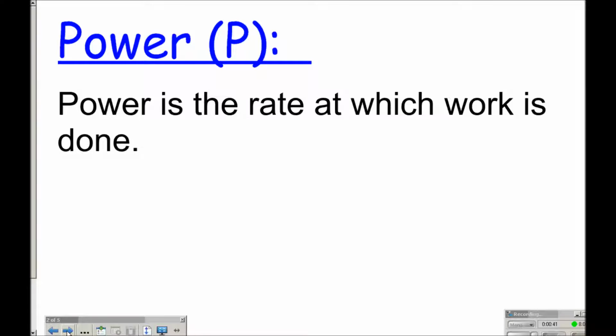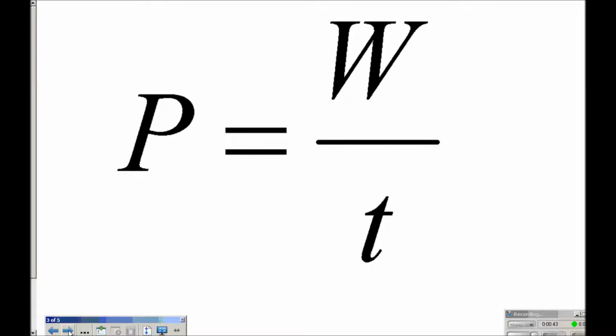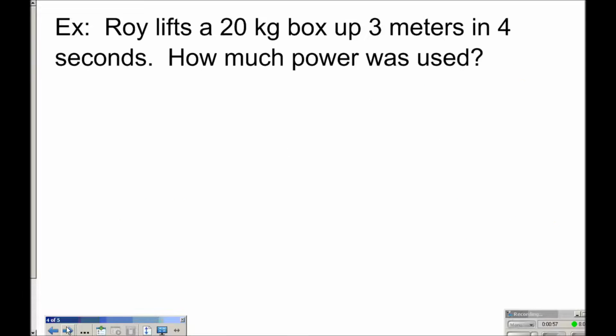So to calculate it, all you do is to find the power, you take the work and divide it by the amount of time it took to do that amount of work. All right? Probably the easiest way to do this would be to do an example. So here we go. Example number 1.